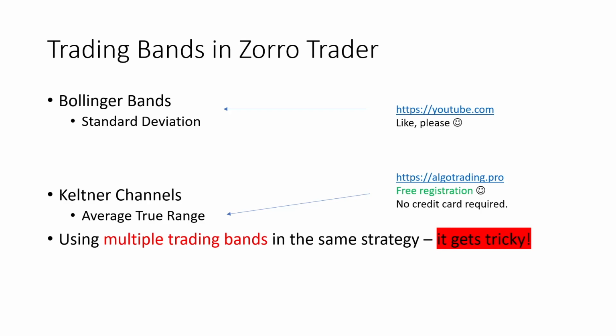Also, we already have a video on our website, https://algotrading.pro, in which we demonstrate Keltner Channels, which are a different type of band. And Keltner Channels use the average true range as the volatility indicator. And also, we will discuss how you can use multiple trading bands in the same strategy, in the same script. And as you will see today, it gets tricky.